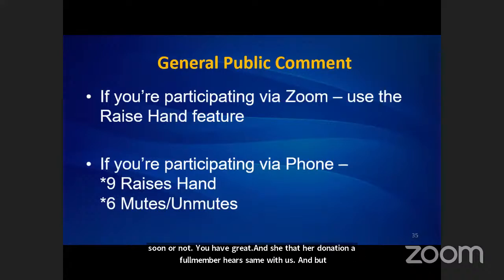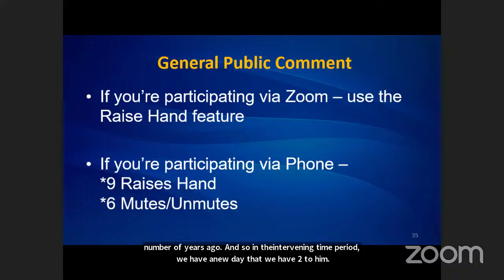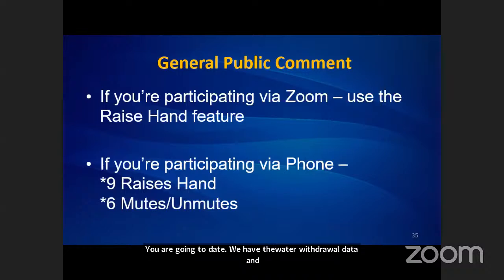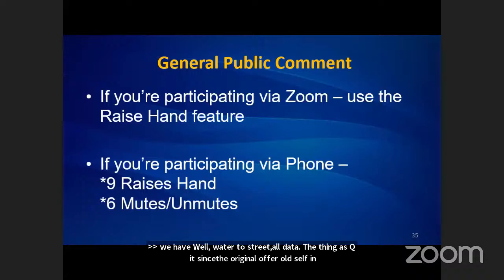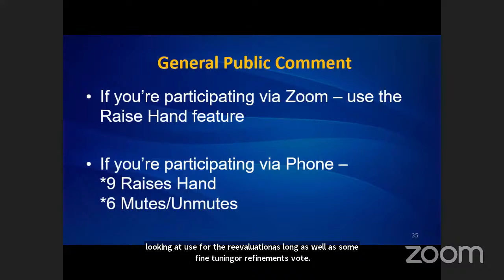We're reevaluating because it was established quite a number of years ago. And so in that intervening time period, we have new data, we have new water level data, we have new hydrologic data, we have new water withdrawal data, and we have new well water chemistry data. All that data that has accumulated since the original minimum aquifer level was developed is being looked at and used for the reevaluation, as well as some fine tuning or refinements of the models used for modeling groundwater levels in the region.